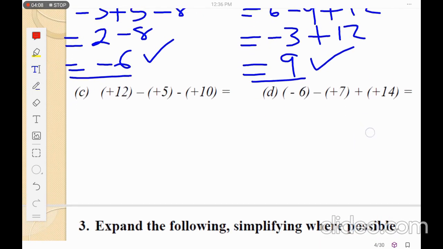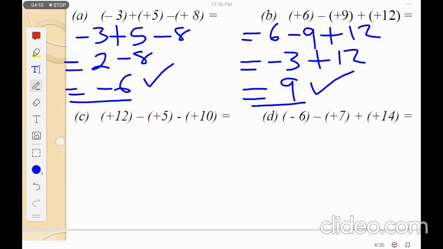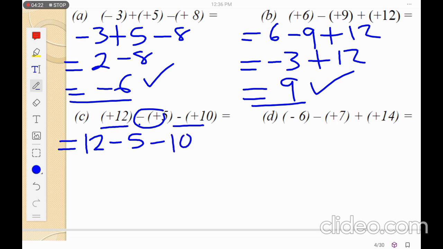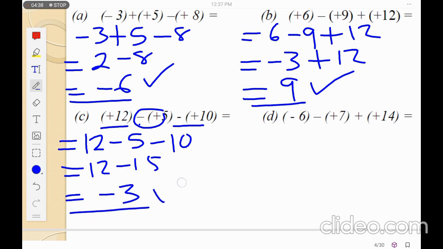Let's go down. I have 12. This plus 12 here is simply 12. Minus plus here, I get minus 5. Then minus plus 10, I get also minus 10. So I now have 12 minus 5 minus 10. So at the end of the day, I've got 12 minus 15, which is equal to minus 3. Okay, this is our final answer there. Let's go on to the next one.